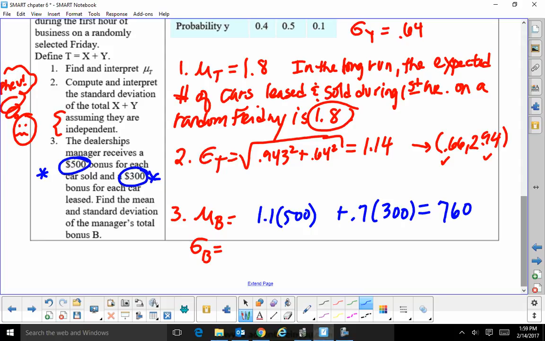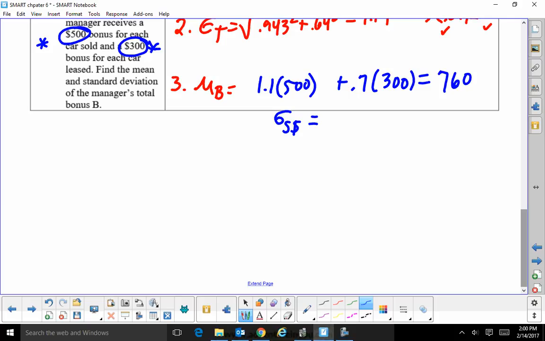Okay, so this is the tricky part, the sigma. First, think of the sigma for the sold one with the money, the sold money. So the sigma for the sold money would be what? The 0.943 times the 500. Yes? And the sigma for the least with the money would be the 0.64 times the 300. So go find those two values.